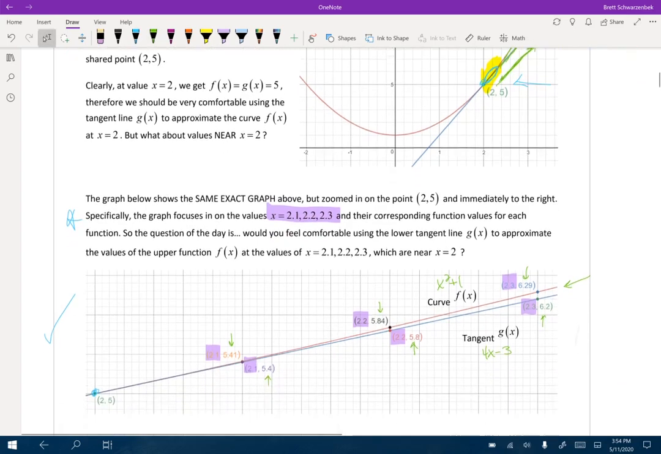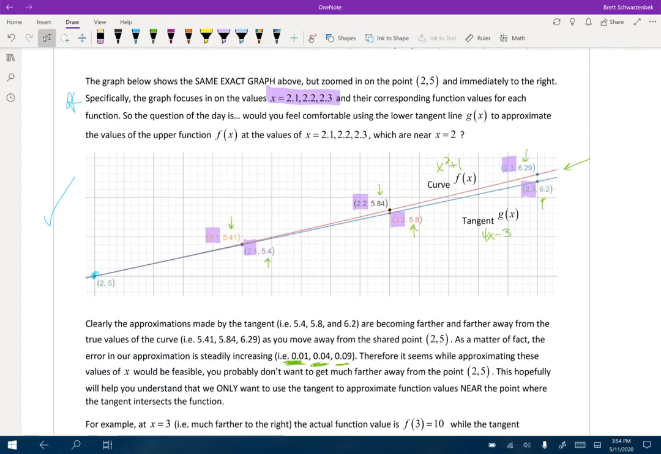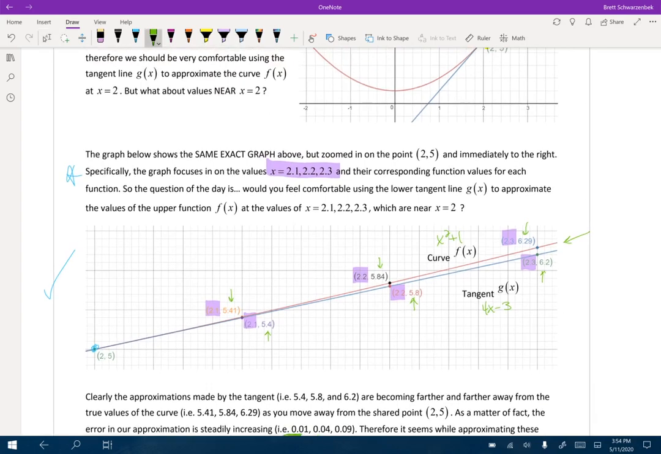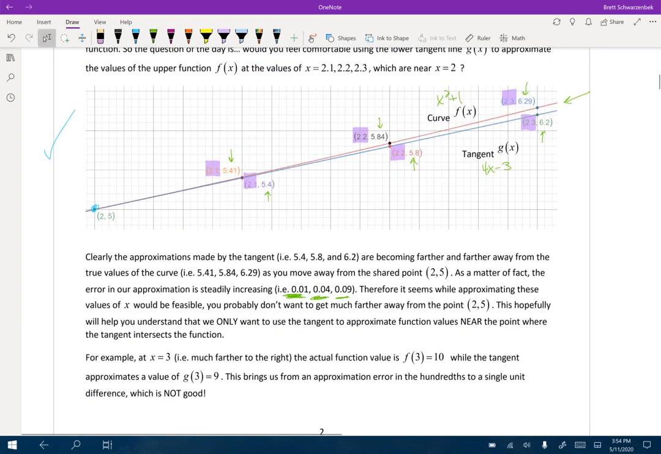So the key is, would you feel comfortable, from this standpoint, estimating this curve with this tangent in the points near? Well, I would say that these aren't so bad. I don't mind. That's not too bad an error. Don't love it, but not bad. So I would say, yeah, we could use a linear approximation to estimate the curve's values, but we've got to be really close to 2 to do it.